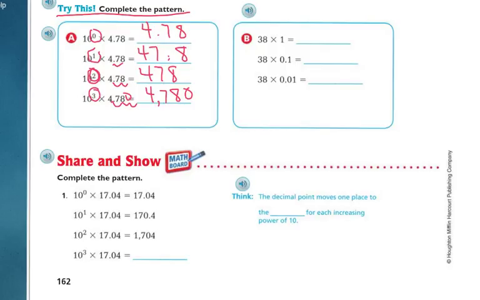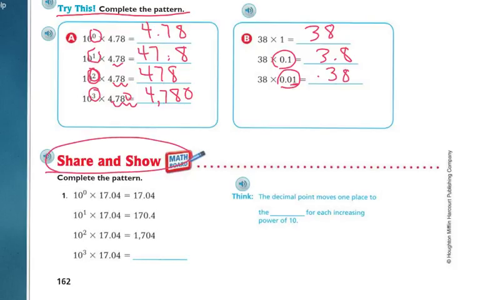So let's do number B. 38 times 1. Well, that's 38. Now I'm going the other direction with my decimal. So this is saying I'm going to move my decimal over 1 space. So it's going to be 3.8. Because remember, your decimal on a whole number is going to be at the end of the whole number. So the next one, I'm going to move my decimal over how many spaces? 2, because see how there's 2 spaces there? So now it's going to be 0.38.